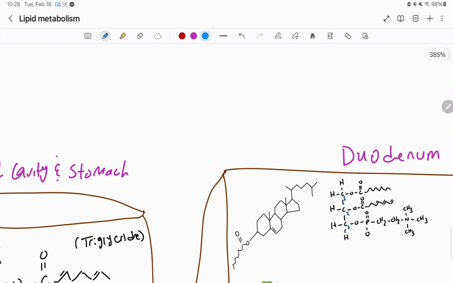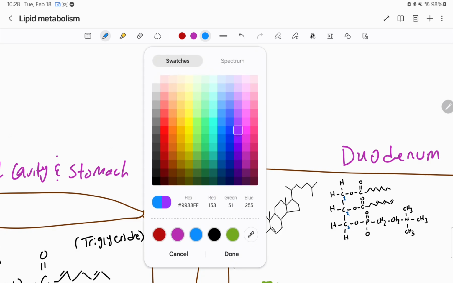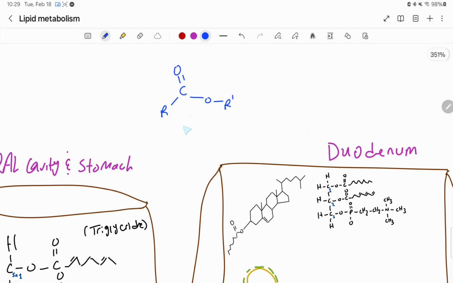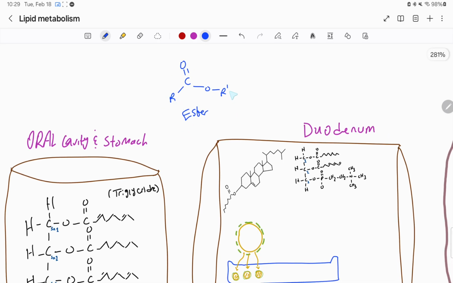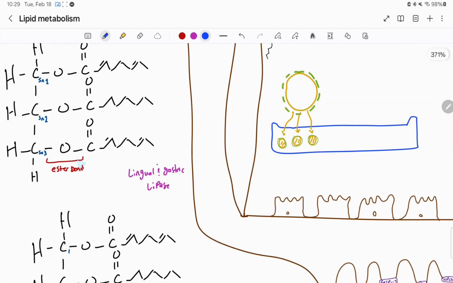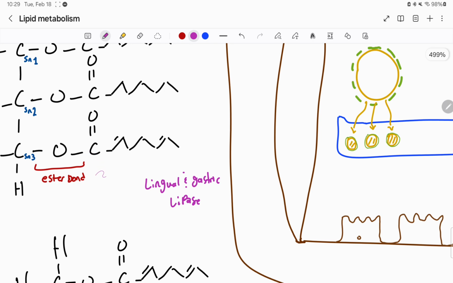If you need a reminder, here's how an ester bond actually looks. Right, so here's a carbon, doubly bonded, R, oxygen, and another R, okay? So this is how an ester actually looks. This is what an ester bond is. Here's one hydrocarbon, here's another hydrocarbon, okay? All right, or again, this ester bond. So this lingual lipase, okay, let's show it as a kind of scissor.